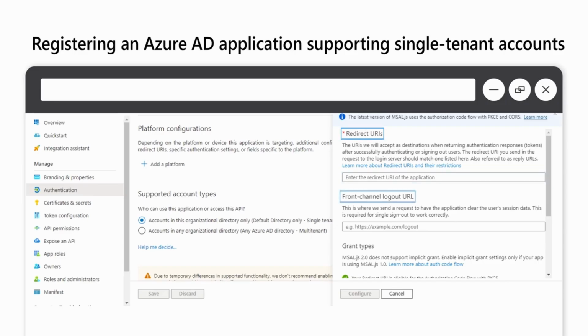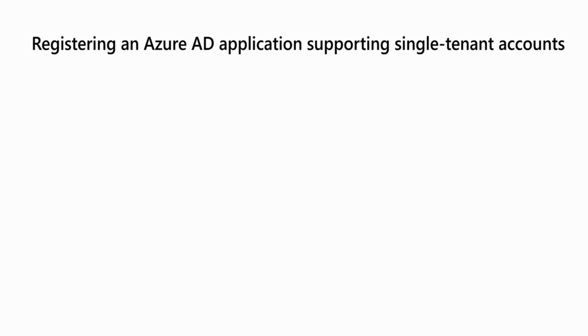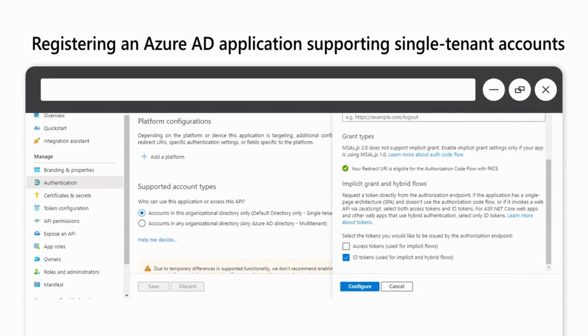Then in the front channel logout URL box, enter the desired URL. This is where we request that the app clear the user's session data. This URL is required for a single sign-out to work correctly. The Implicit Grant and Hybrid Flows section requests a token directly from the authorization endpoint.